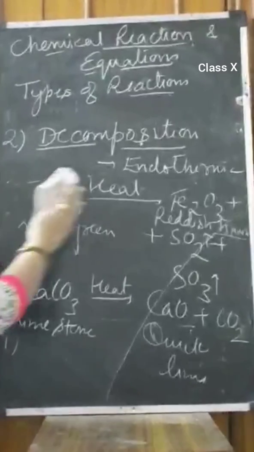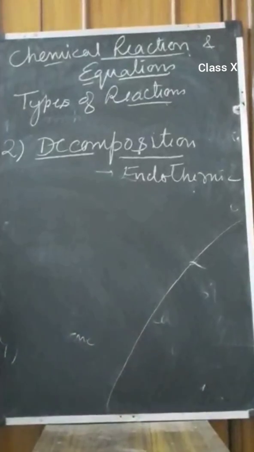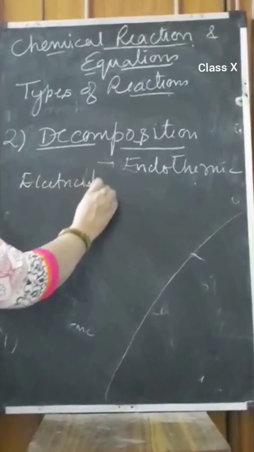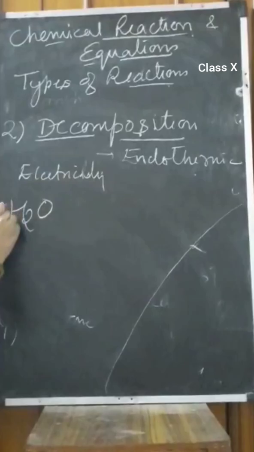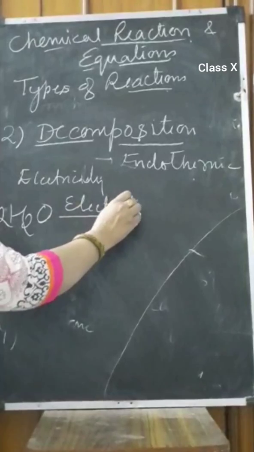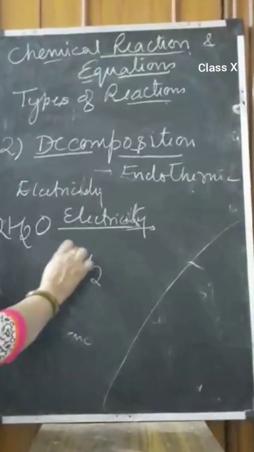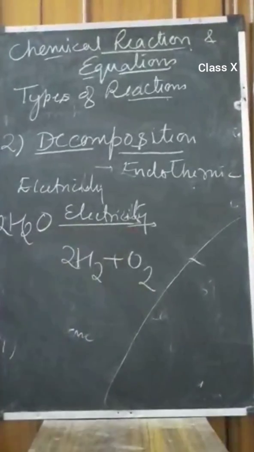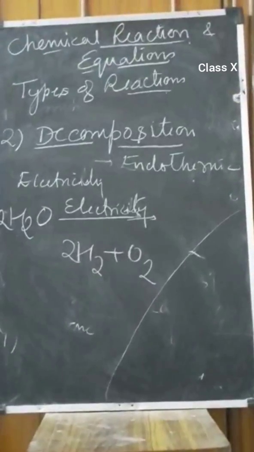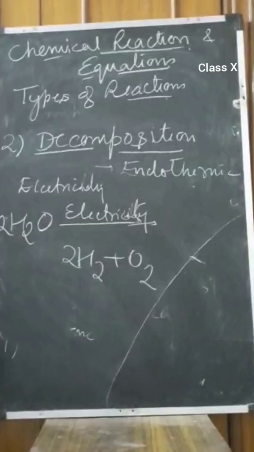Now another type of decomposition reaction we will learn is in the presence of electricity. Next is how decomposition is possible in the presence of electricity. Whenever a water molecule is there and electricity is passed, this water molecule will break down into hydrogen and oxygen, 2 molecules of hydrogen and 1 molecule of oxygen. This is an example of electrolysis: with the help of electricity, the water molecule breaks down into hydrogen and oxygen.